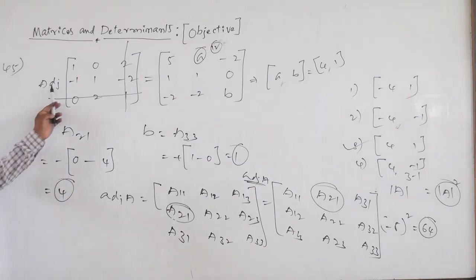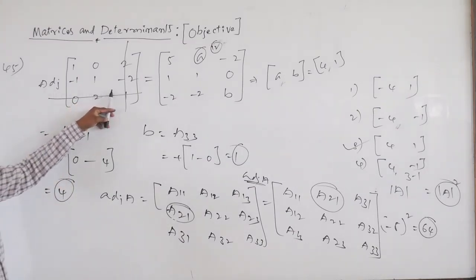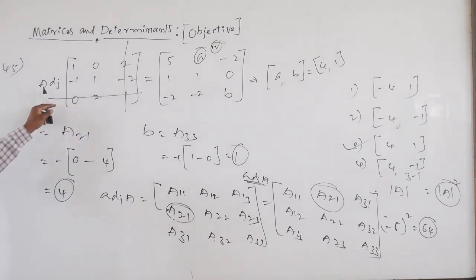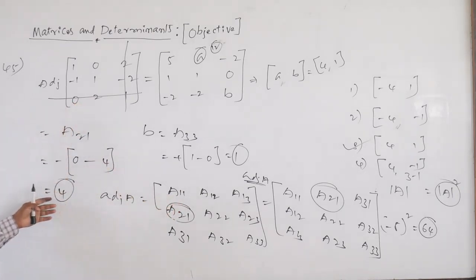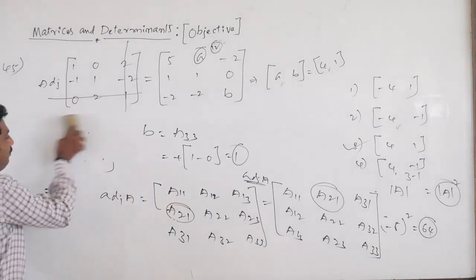Here there is no need to calculate the adjoint of A completely. If you calculate it, it is time taking and may consume more time. So you should not write the complete adjoint of A directly. If you compare like this, you can easily write the A comma B values.